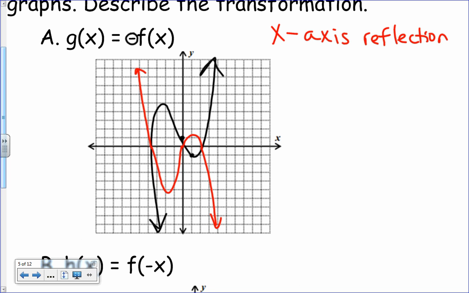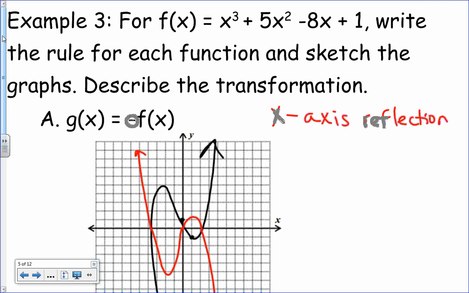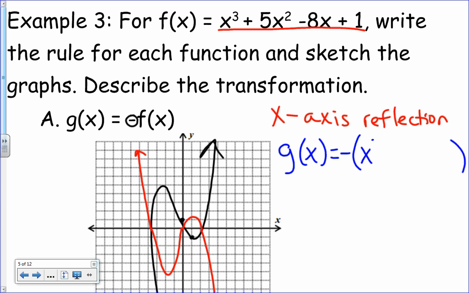All right? Now, to write your new function, I just want to put a negative in front of that entire function. That's all I want to do. Yesterday, we actually sat there and distributed it out, correct? I'm going to show you a different way you can write it and leave it. We're going g of x, and it's equal to negative times f of x. So put a negative in front of all of your stuff. X to the third plus 5x squared minus 8x plus 1. That's it. That's all you got to do.